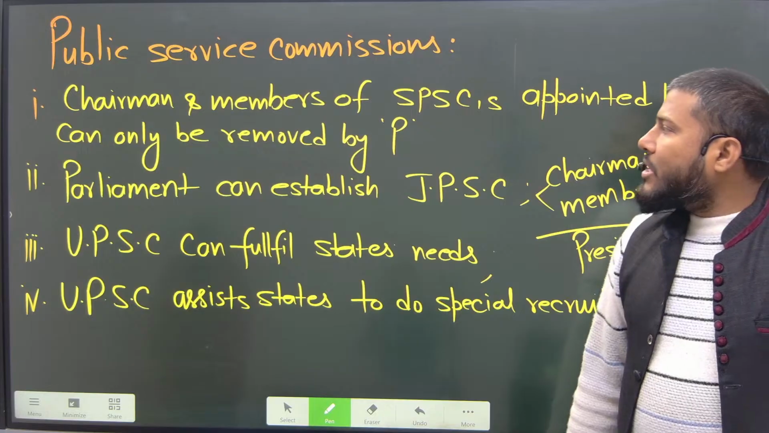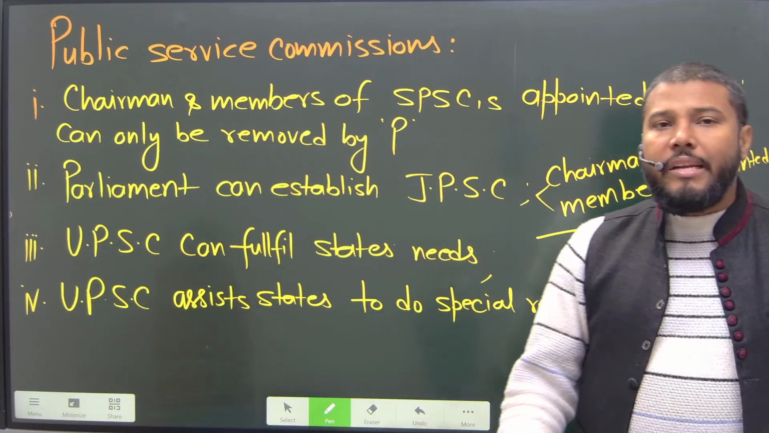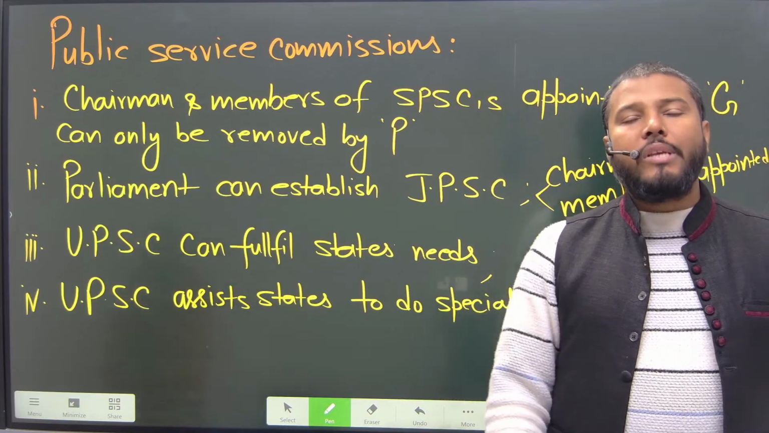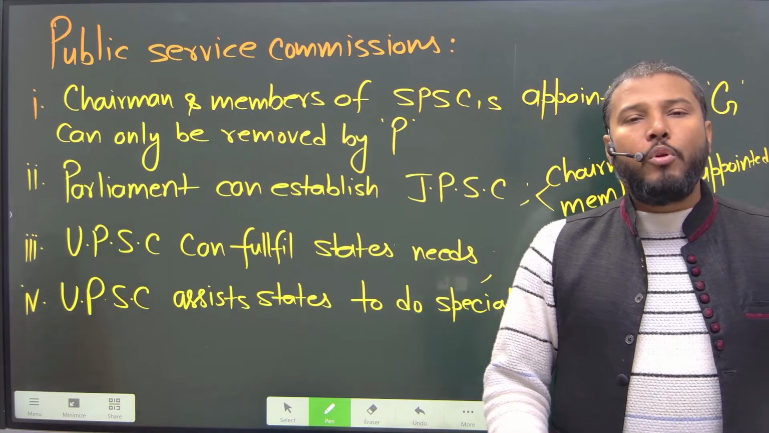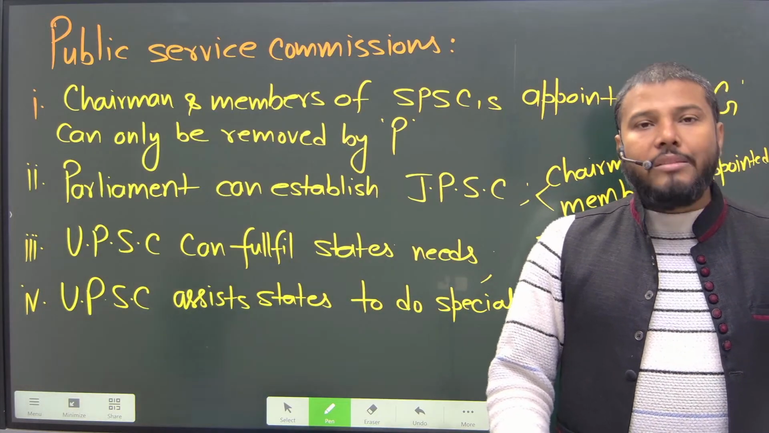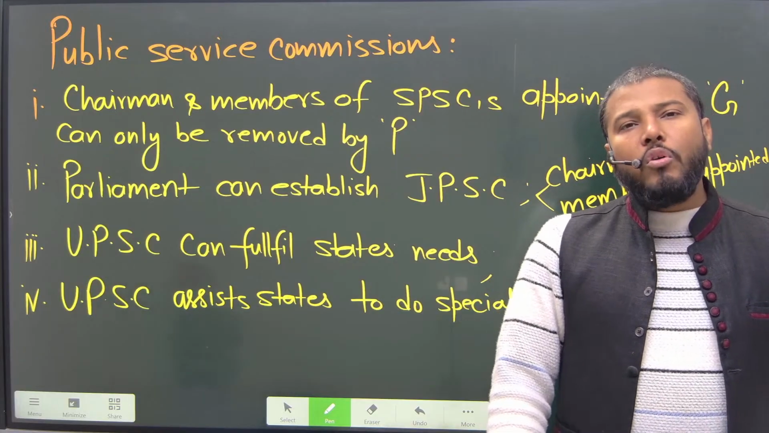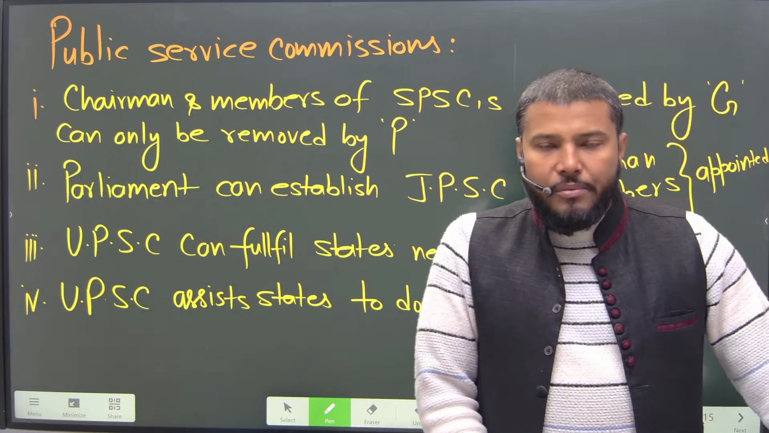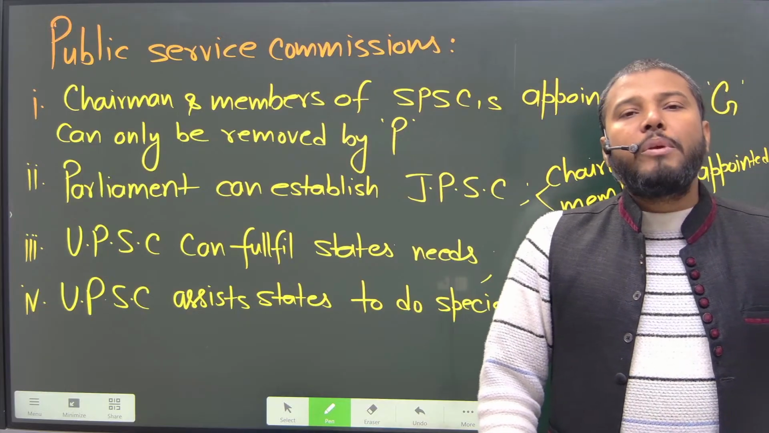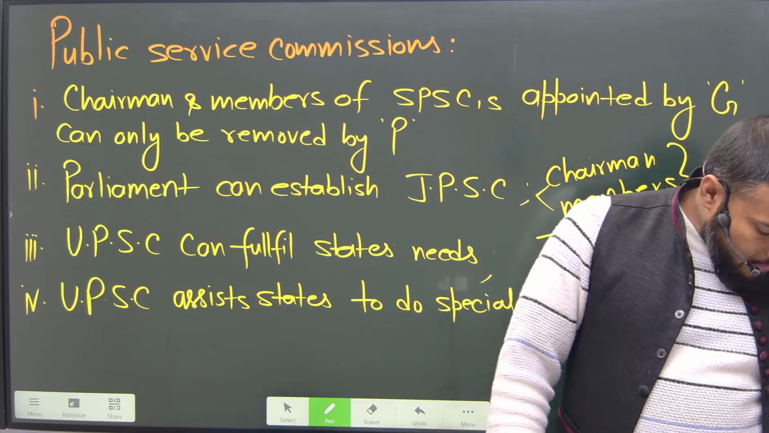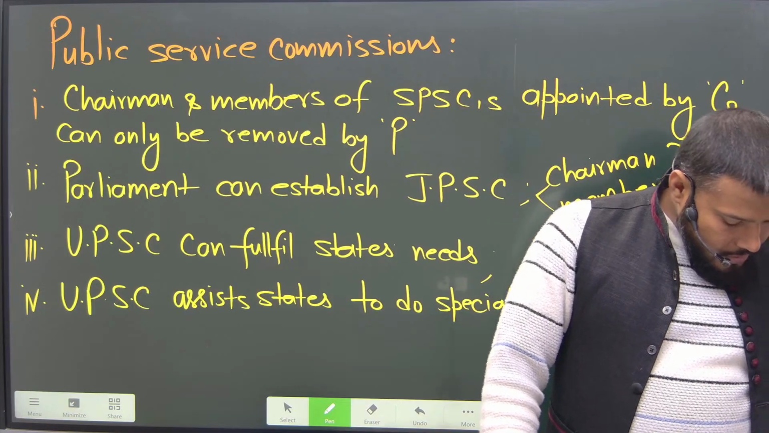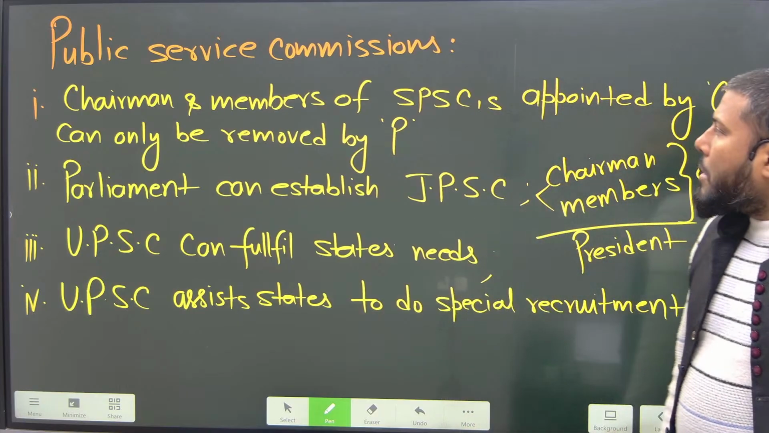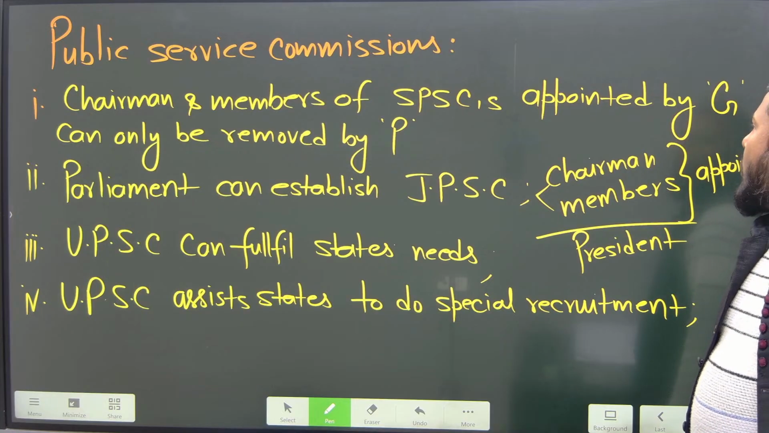So, you see chairman and members of the State Public Service Commission. At the same time, the State Public Service Commissions have also been constituted through the Constitution itself. There is provision in our Constitution for the State Public Service Commission and the Joint Public Service Commission, right? Two or more states can establish their collective or Joint Public Service Commission and the State Public Service Commission. The State Public Service Commission people are vested with the authority to do recruitment for the state service officials. You see, chairman and members of the State Public Service Commissions are appointed by the governor.